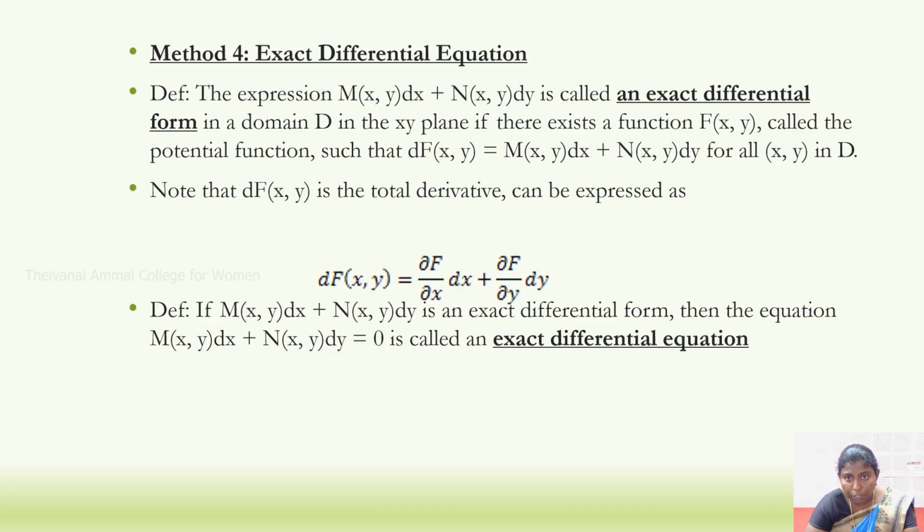Now we are going to see this in a domain D in the xy plane. If there exists a function f of x comma y, called the potential function, such that df of x comma y is equal to m of x comma y dx plus n of x comma y dy for all x comma y in D. So now we are going to see how to handle the case of a non-exact differential equation.